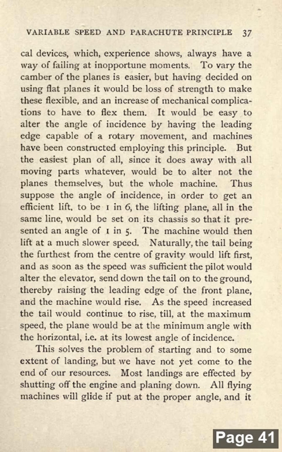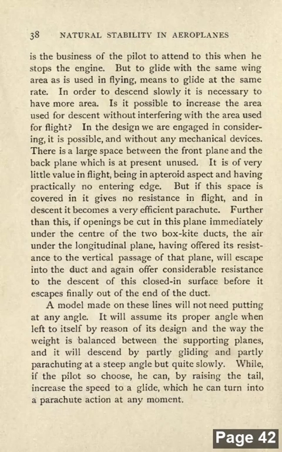Most landings are effected by shutting off the engine and planing down. All flying machines will glide if put at the proper angle, and it is the business of the pilot to do this when he stops the engine, natural stability in aeroplanes being what it is. But to glide with the same wing area as used in flying means to glide at the same rate. In order to descend slowly, it is necessary to have more area. Is it possible to increase the area used for descent without interfering with the area for flight?